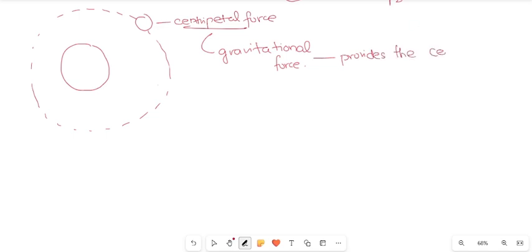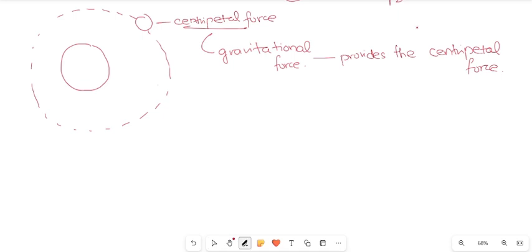And so there is a centripetal force, and that centripetal force is the gravitational force. In short, I will write that gravitational force provides the centripetal force. You know there is gravity, you know there is a centripetal force. The gravitational force is providing that centripetal force. Now how are they related?